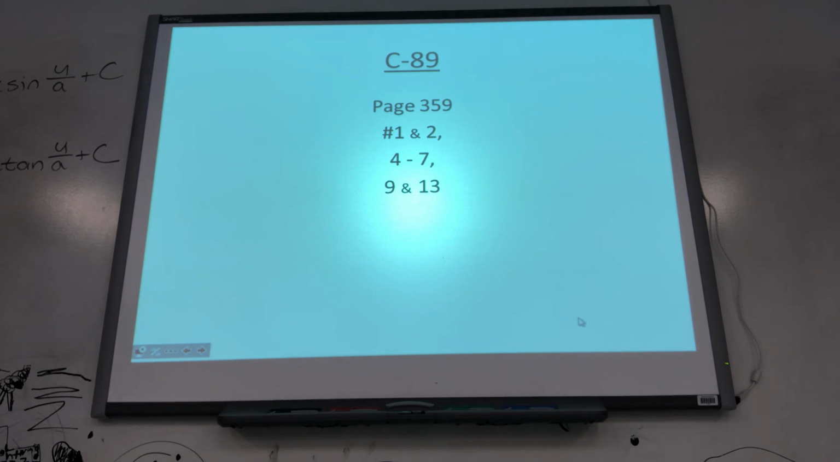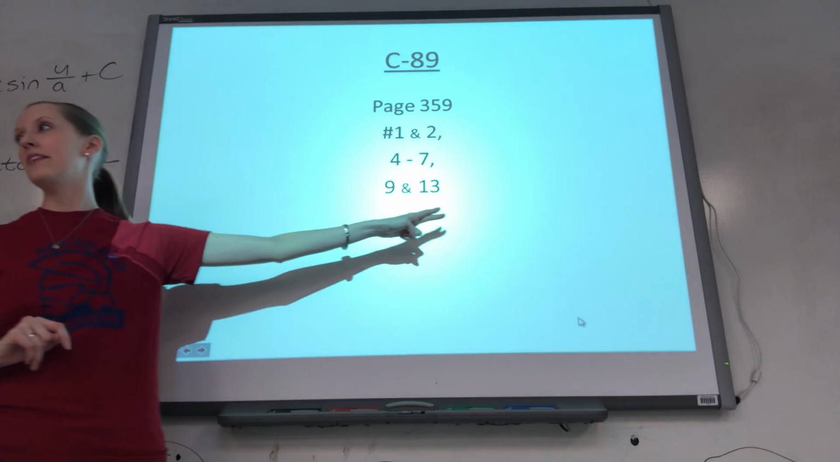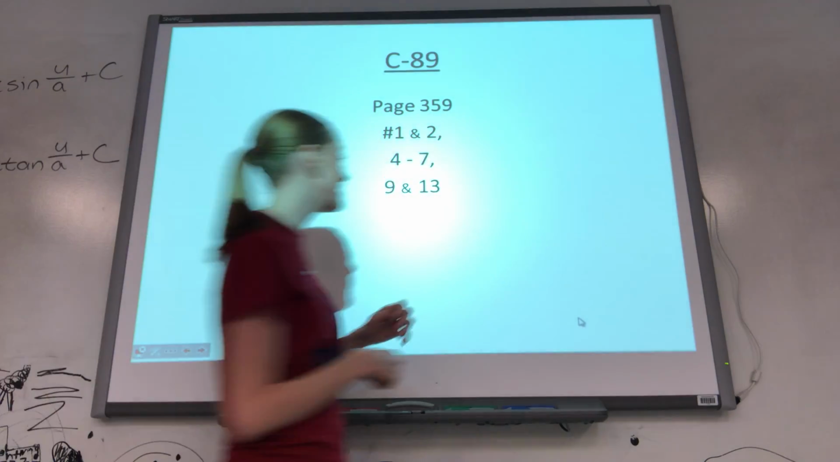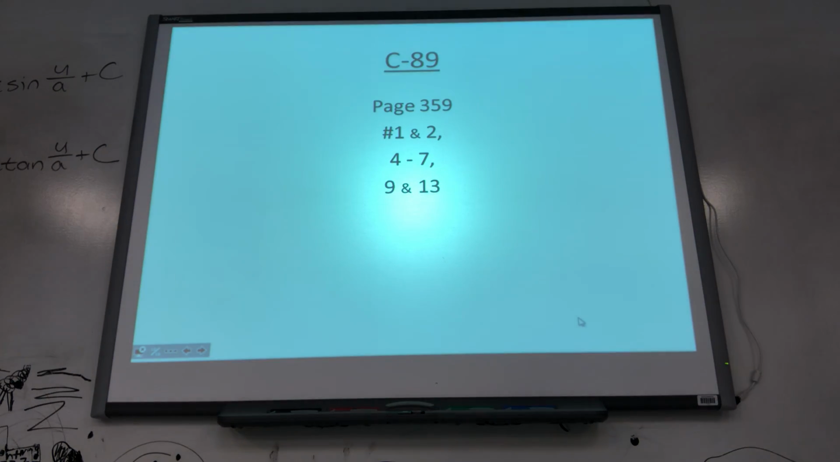This is C89. You turned in C88. So this is 89 from page 359. We've got 1 and 2, 4 through 7, and then 9 and 13. It's not 9 through 13 unless you feel crazy and you want to do that. It's just 9 and 13.